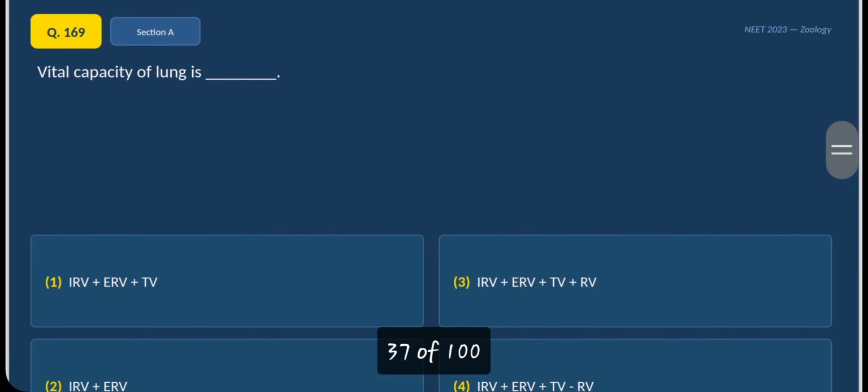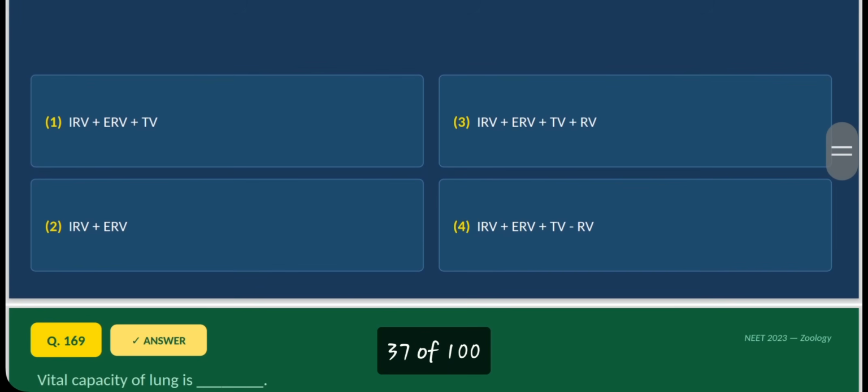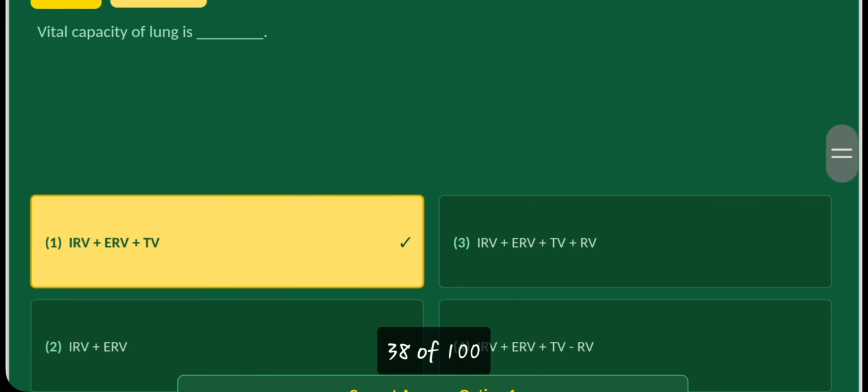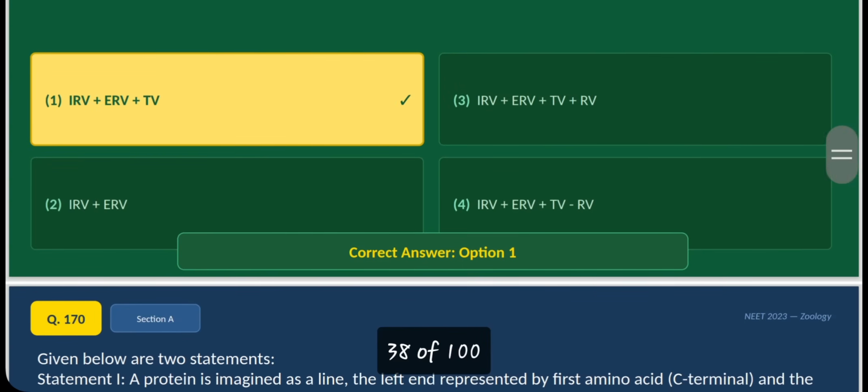Vital capacity of lung is, so VC of lung is, it looks more like the first option, inspiratory reserve volume plus expiratory reserve volume plus TV. The residual volume altogether gives total lung capacity, we know that. So VC is IRV plus ERV plus TV. So first option is correct.